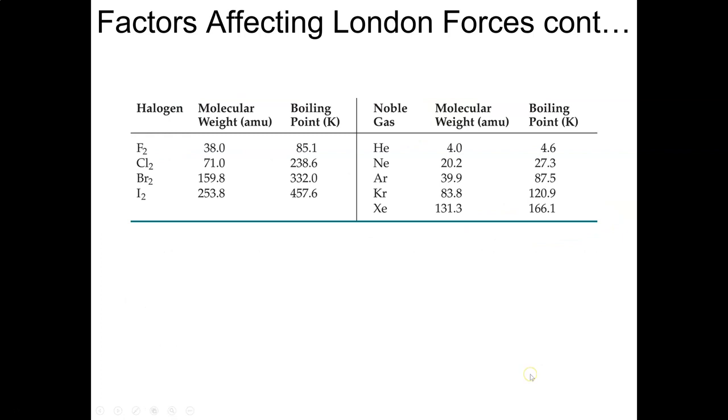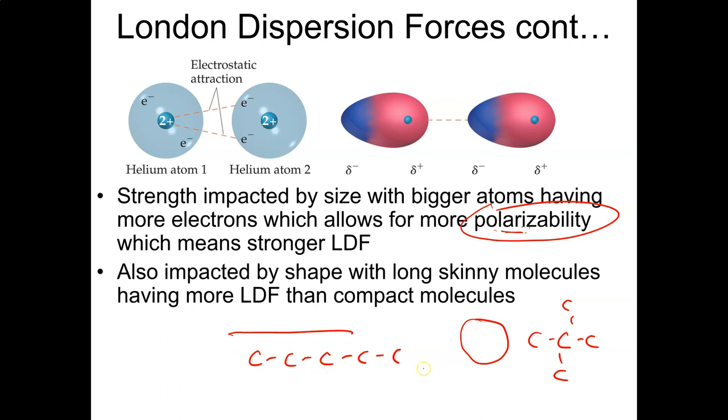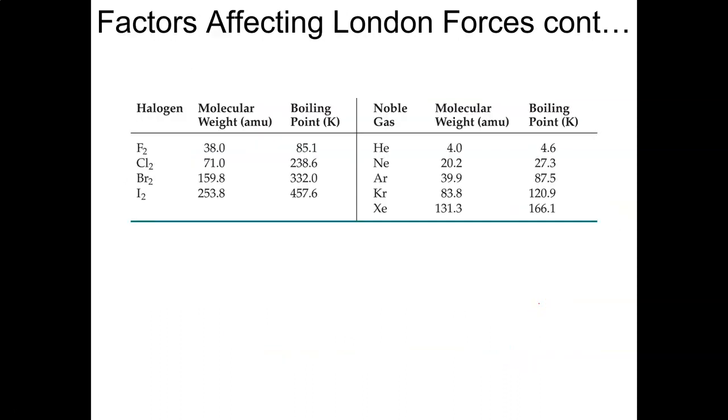Also impacted by shape, with long skinny molecules having more LDF than compact molecules. So long and skinny looks like this, short and fat like this. So this will be short and fat. I'm not going to draw everything around it. This is short and fat. Let's say we still have 4 to 5 carbons. This would be long and skinny. This has more LDF because it's got more surface area than this. So that's the other way you could tell. You could tell by size or by shape. Shape is not as common, so don't lose sleep over it. But size is. All right.